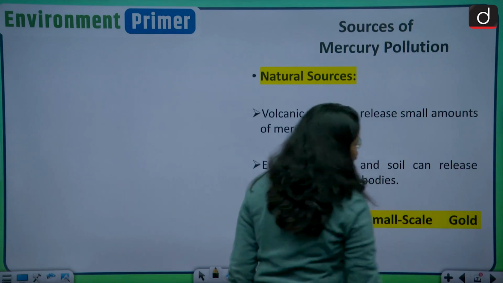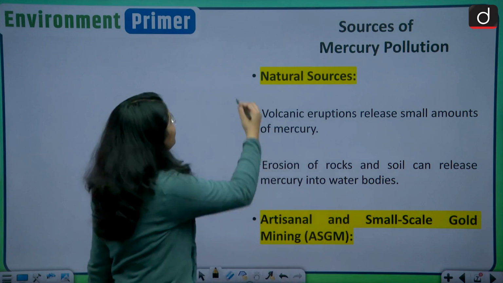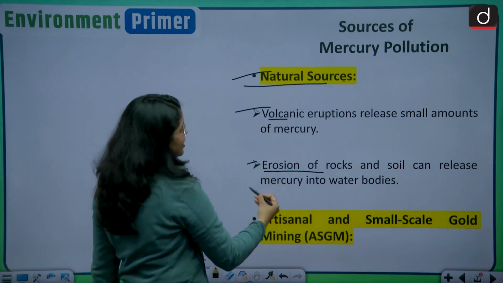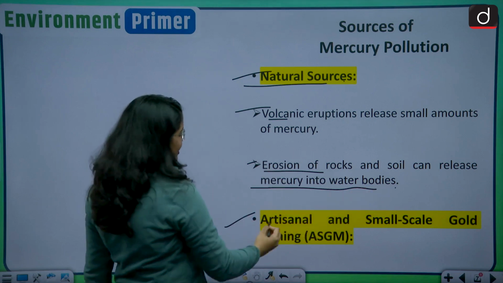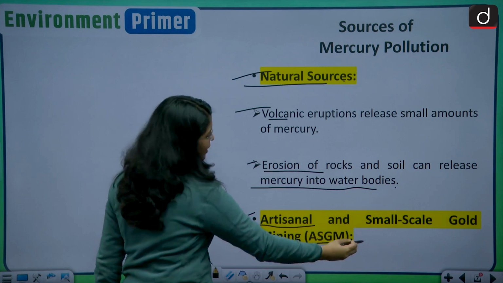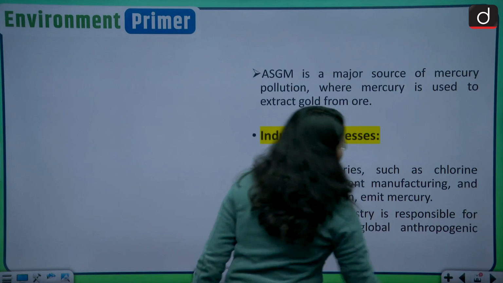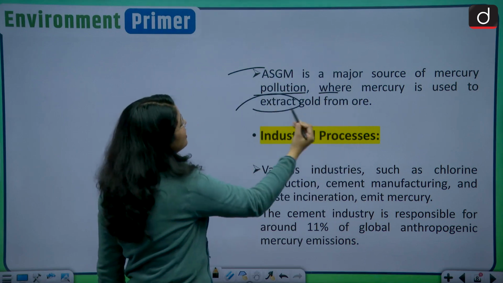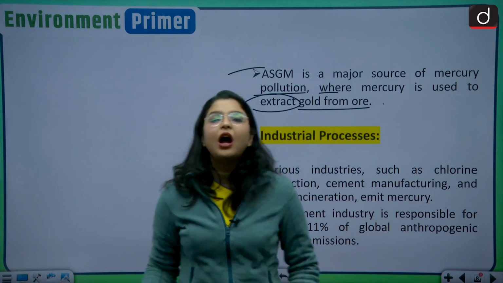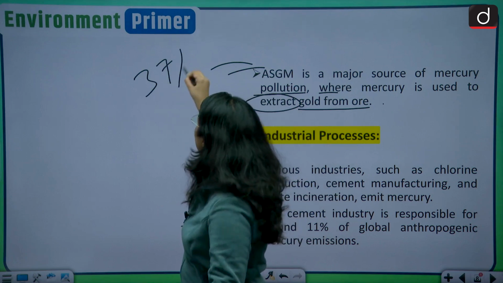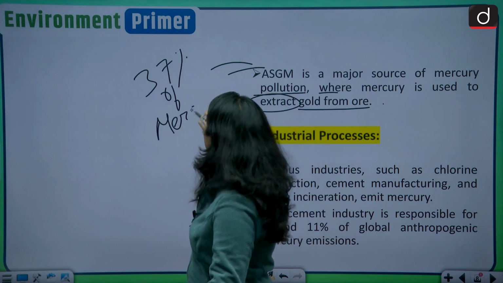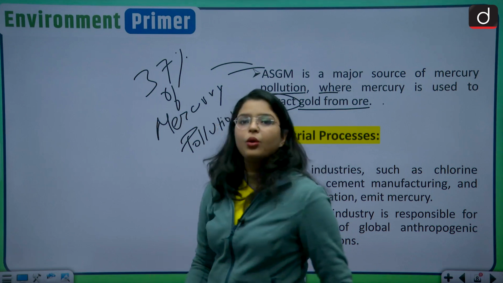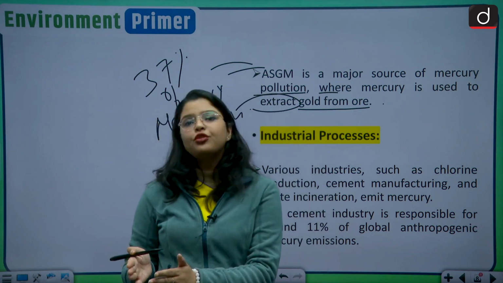Now let us analyze the sources of mercury pollution. The first source is the natural source. Volcanic eruptions and erosion of rocks and soil can release mercury into water bodies. Then there is artisanal and small scale gold mining, also known as ASGM. This ASGM is a major source of mercury pollution, where mercury is used to extract gold from ore, and this accounts for almost 37% of mercury pollution. So this is a serious source of mercury pollution.